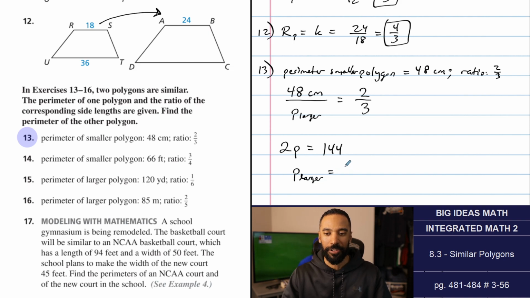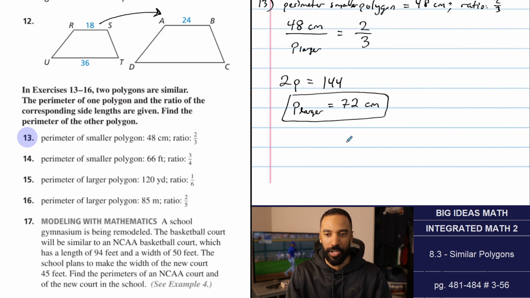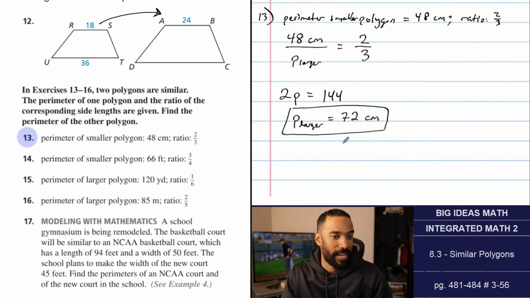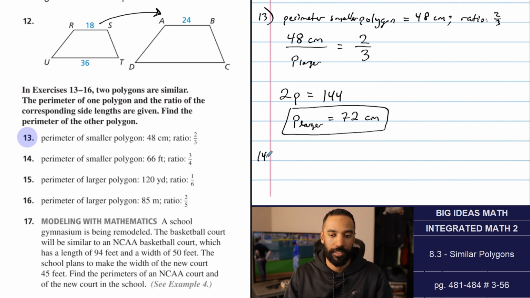Maybe I'll put P sub L. This is just too much writing. 72 centimeters. So the perimeter of the larger one is 72 centimeters there. I don't know any of the side lengths. I don't even know what kind of polygon it is, but I know that that's how they compare.